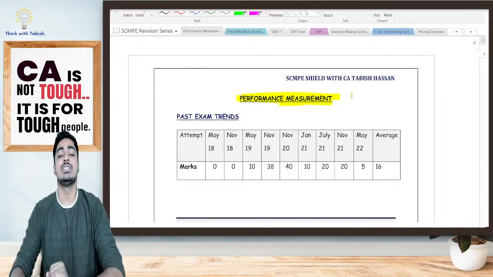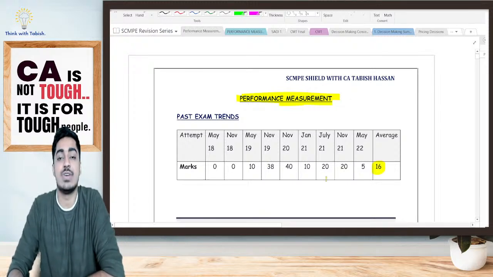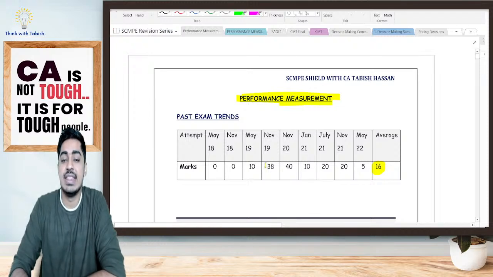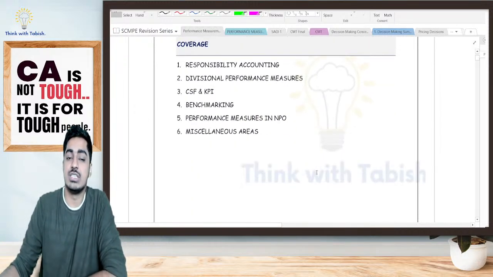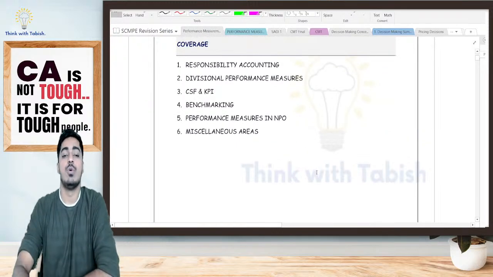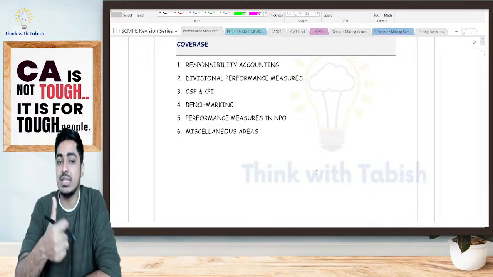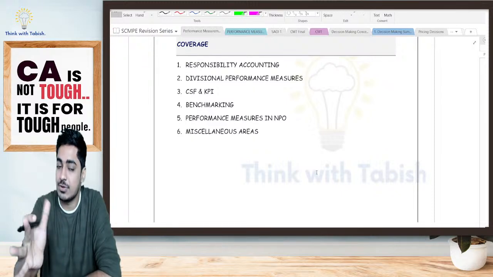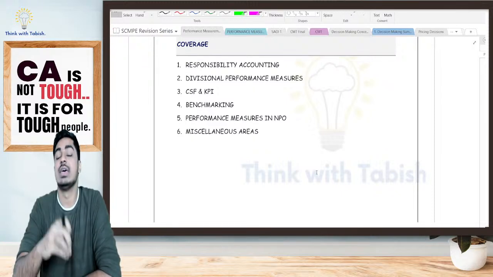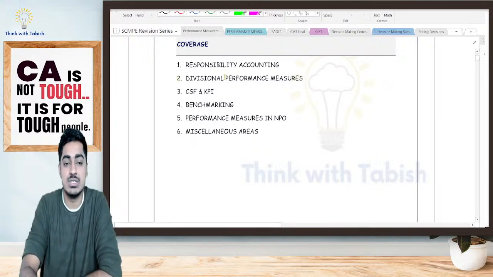The way we do it is first, let's have a look at the past examination analysis. A very important chapter, students. On an average, we're having 16 marks, and there have been attempts where questions of 38, 40, 20 marks have been asked. So very important chapter from the examination perspective. Overall, we have bifurcated the chapter into 6 topics. First is responsibility accounting, then divisional performance measures, CSF KPI, benchmarking, performance measures in case of not-for-profit organization, and miscellaneous areas. First, I will go to the most important area, which is divisional performance measures.